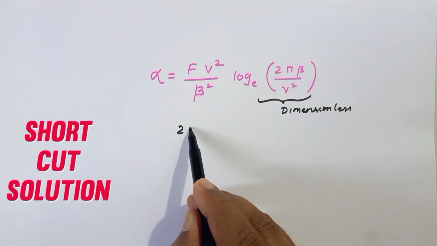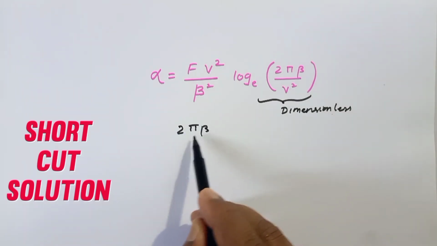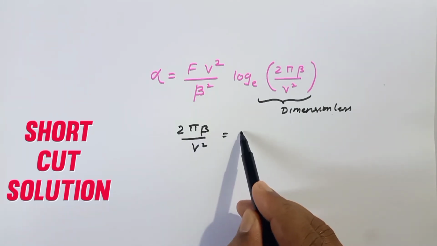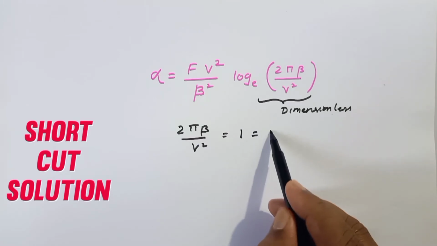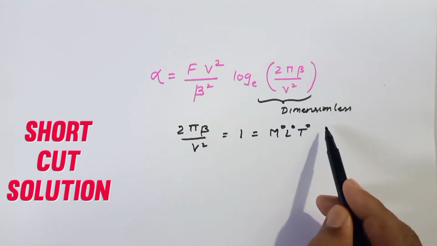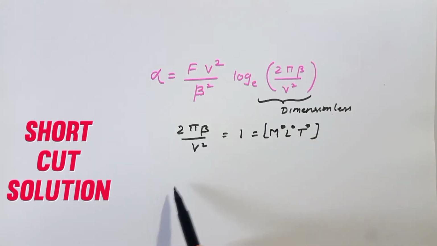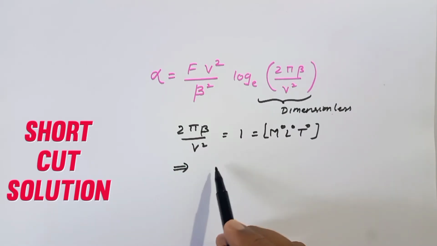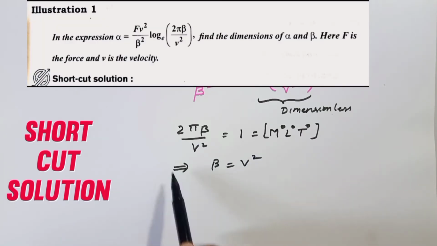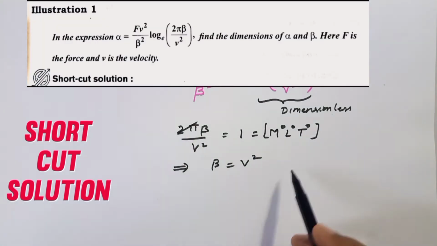First thing is logarithmic values don't have any dimensions. That means the value 2 pi beta by v square is equal to 1 here, because it is a dimensionless quantity. That means M power 0, L power 0 and T power 0. Something power of 0 is going to be 1. That means beta is equal to v square, because 2 pi doesn't have any dimensions here.